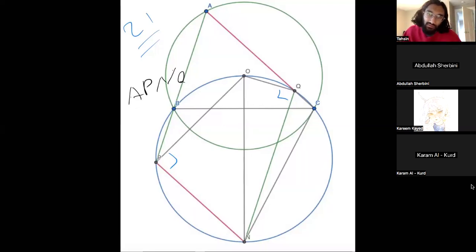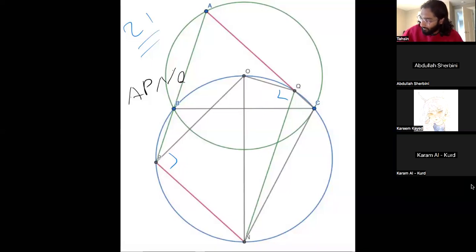Okay, and what else is there? I guess there are a lot of these cyclic quadrilaterals. There's P, B, O, Q, C. That actually gives us a lot of angles as well. Great, so any ideas how to proceed?